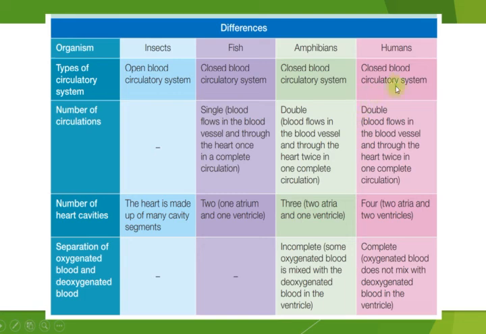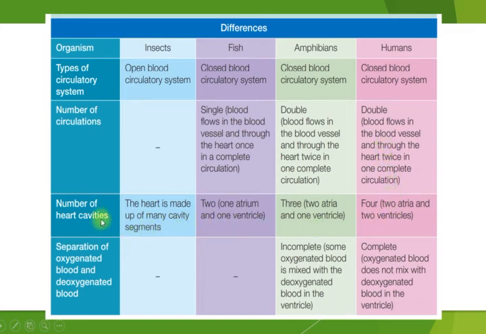For the human, also a double circulatory system. The blood flows in the blood vessels and passes the heart also twice in one complete circulation. As we know, humans have two circulations, which are pulmonary circulation and systemic circulation, so it passes the heart twice in a complete circulation.